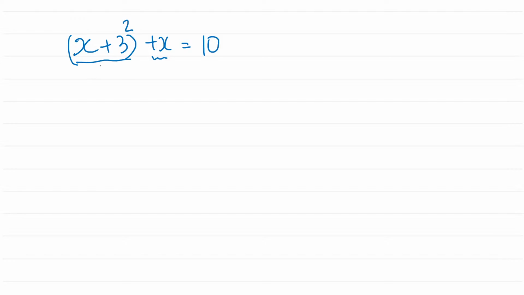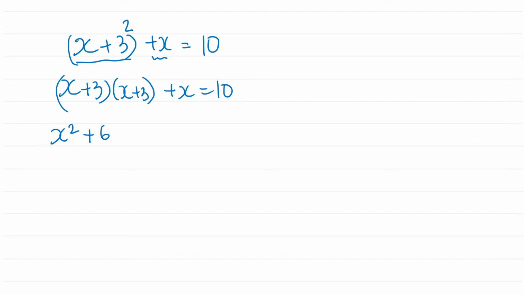So if you expand this expression, remember it's not x squared plus 9, it is double brackets, so that is the same as (x + 3)(x + 3), those two brackets, and then plus x equals 10. Okay, so we're now going to expand this. x times x is x squared, and then these two plus 3 plus 3 will give us plus 6x, and then plus 9. So that's this part, and then we're going to have plus x equals 10.